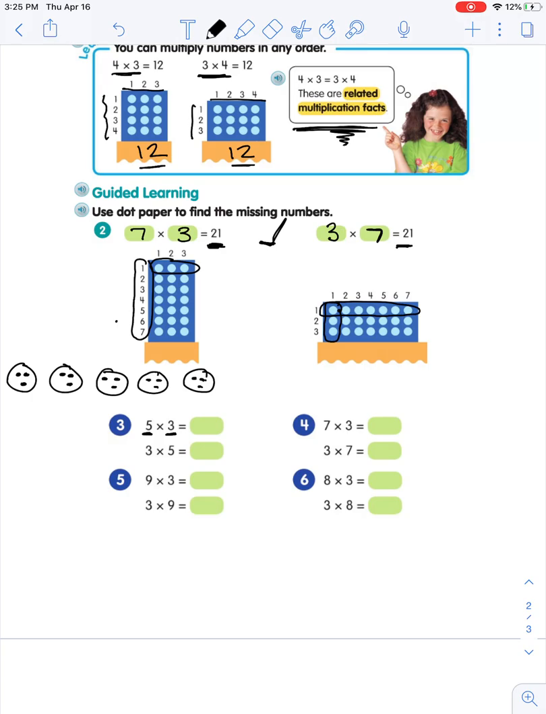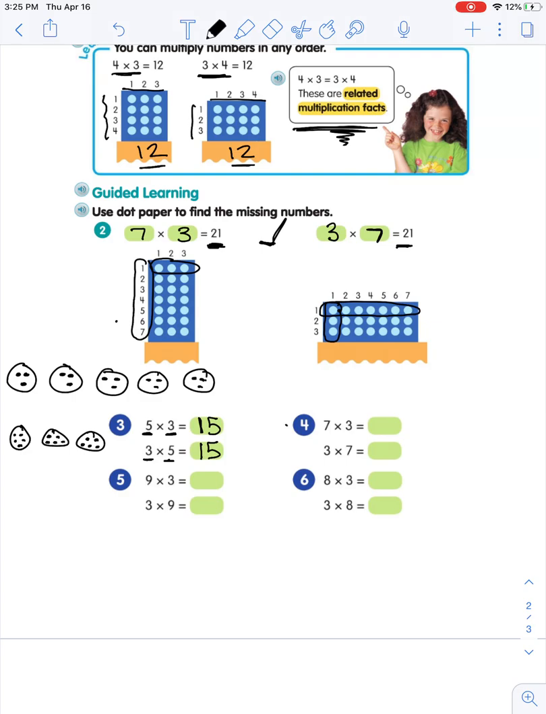Well, I can skip count by 3s. I can do repeated addition. It's up to you. I'm going to skip count on my fingers 5 times. 3, 6, 9, 12, 15. So I know 5 times 3 is 15. Well, look here, I have a related multiplication fact. If 5 times 3 is 15, 3 times 5 is also 15, because that would just mean I have 3 groups with 5 in each group. So I still have the same total. Those are related multiplication facts.